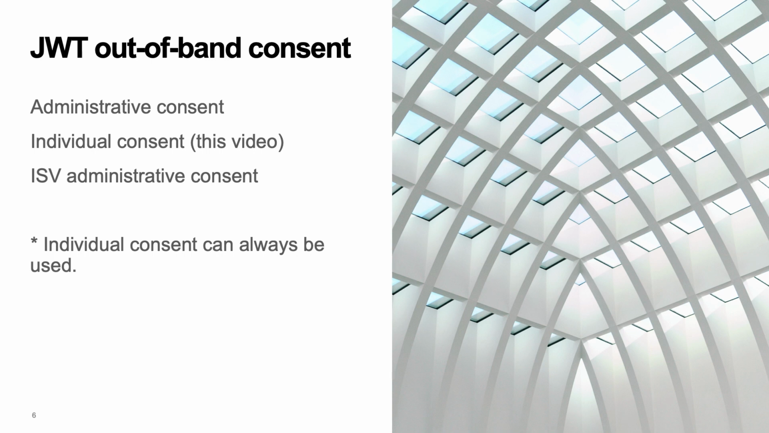Because in-band consent is more convenient, DocuSign recommends that independent software vendors, ISVs, use Authorization Code Grant whenever possible. DocuSign supports 3 options for JWT out-of-band consent: administrative consent, individual consent, and ISV administrative consent. This video discusses individual consent for the JWT Grant.